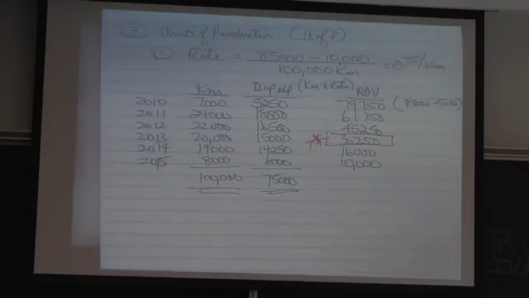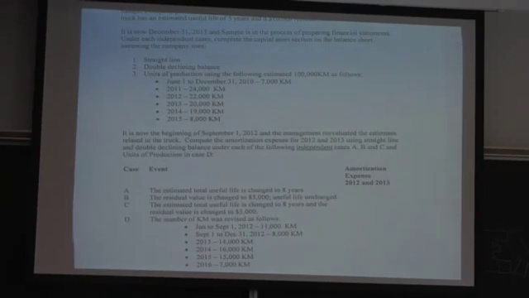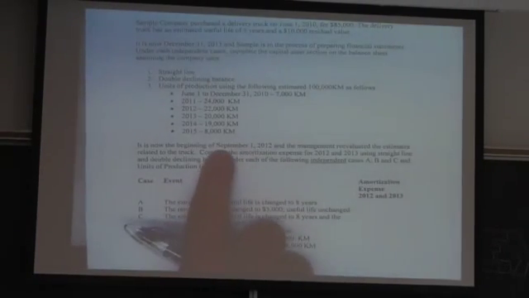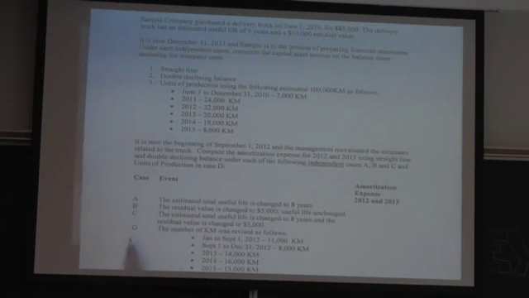Now, let's look at part 2 to this question. So the part 1, so really what I've just shown you is the 3 different amortization methods and how to calculate the amortization expense. Now, in 2012, the date is very important, September 2012, management has reevaluated the estimates related to the truck. And what we're asked is to compute the amortization expense for 2012 and 2013 only for straight line and double declining using the following 3 or 4 cases.